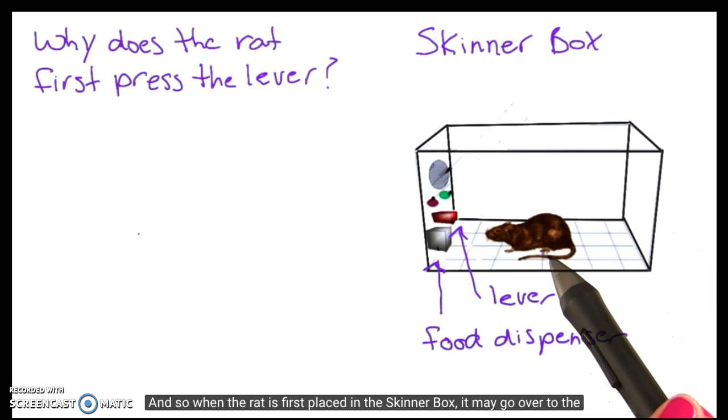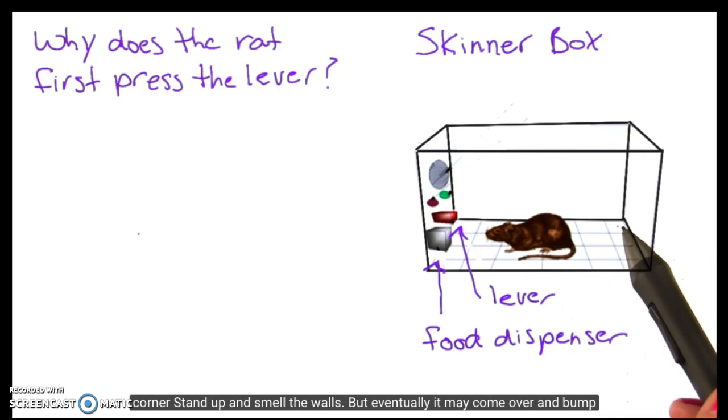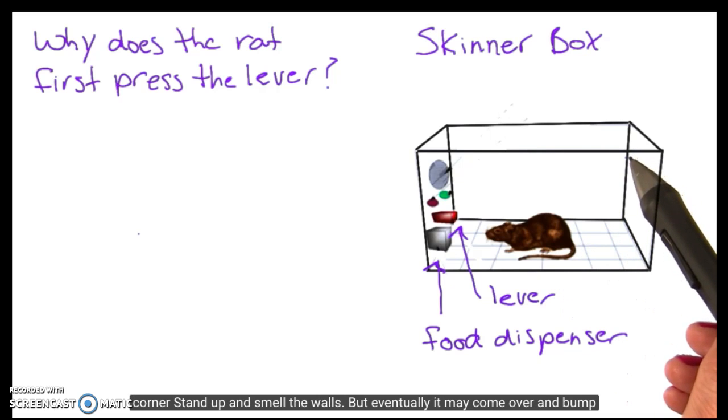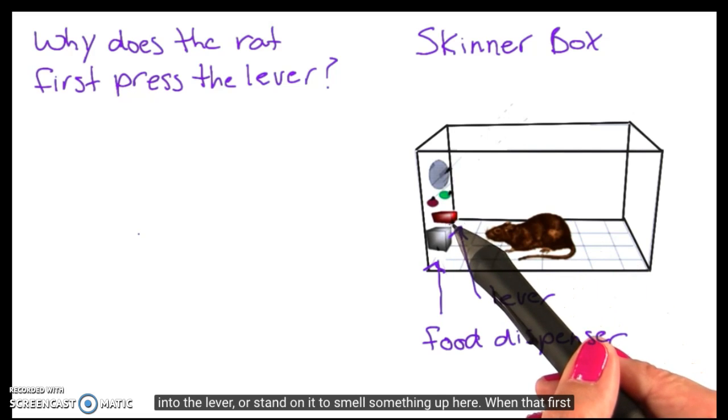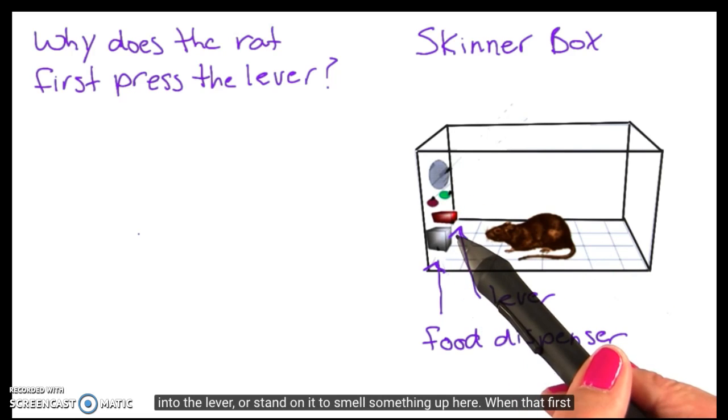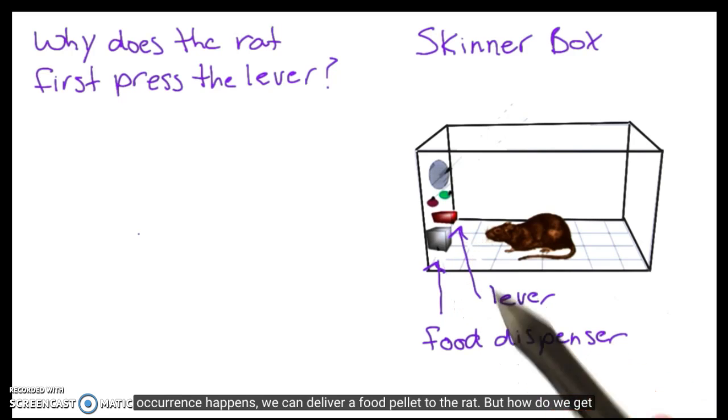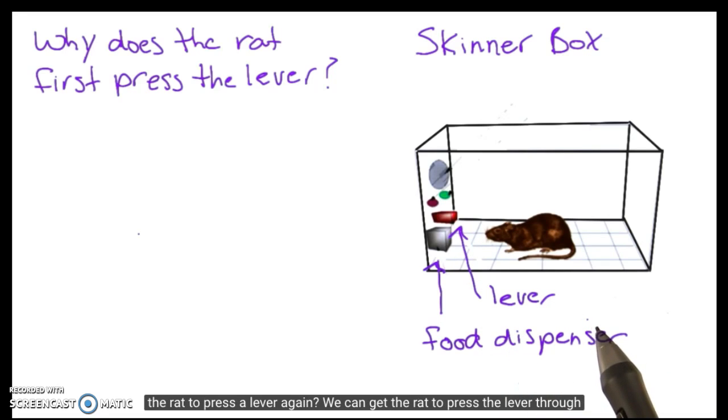And so when the rat is first placed in the Skinner box, it may go over to the corner, stand up and smell the walls, but eventually it may come over and bump into the lever or stand on it to smell something up here. When that first occurrence happens, we can deliver a food pellet to the rat. But how do we get the rat to press the lever again?